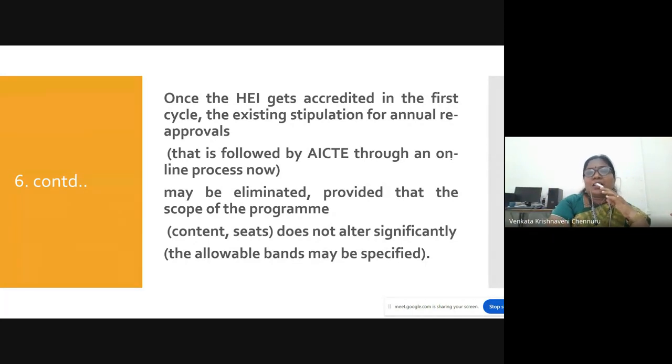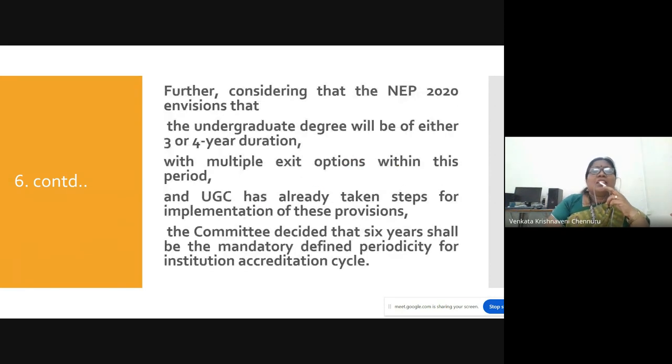by AICTE and the online process now may be eliminated, provided that the scope of the program, that means the content of the program and the number of seats of the program, does not alter significantly. So now for engineering colleges, every year they have to go for AICTE approval. That is to be eliminated. The allowable bands may be specified.